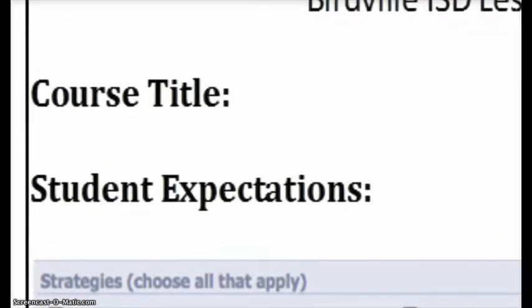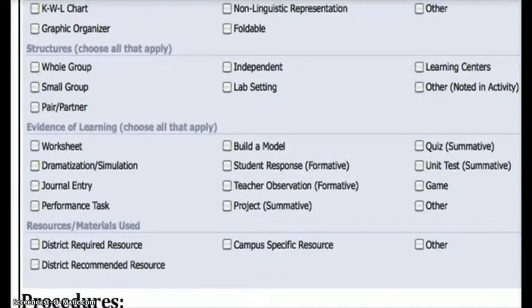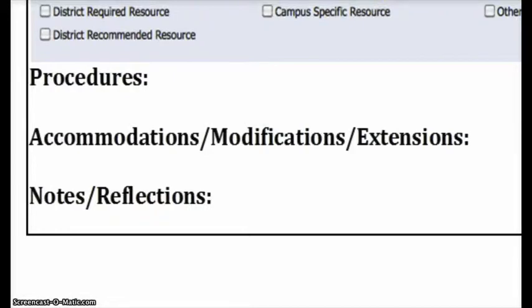The standards focus of the lesson plan puts the student expectations at the center of all planning. The appropriate strategies, structures, assessments, and resources for aligned instruction of the standards can be added into the lesson plan. Then the teacher has space to design procedures to carry out the intended strategies and structures, as well as space to make accommodations, modifications, and extensions to meet the needs of all students.